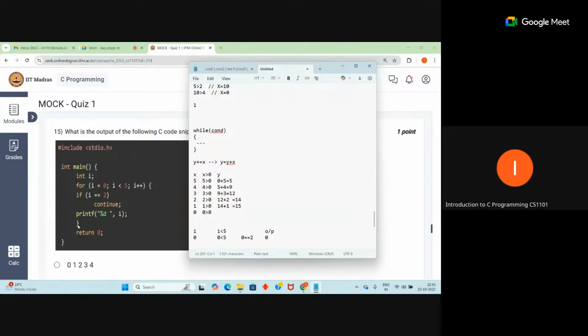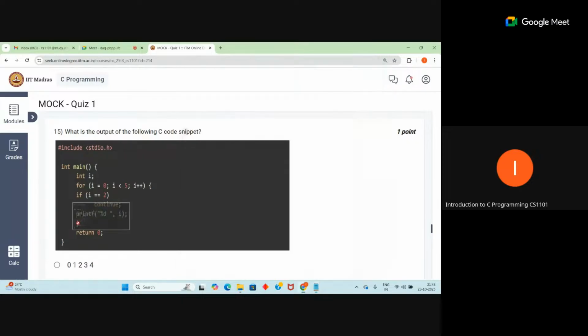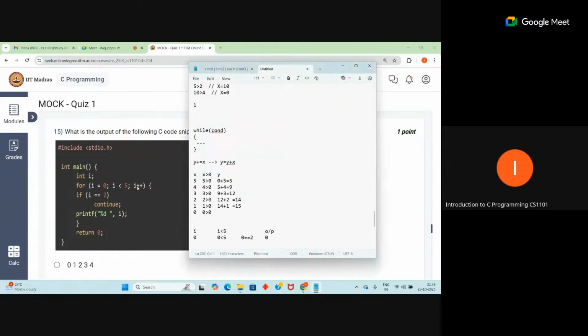So after executing all these statements, this is the closing of your compound statement. So it will go and execute this I++ now. So I will be 1 now. So 1 less than 5, which is true. Yes. So it will check 1 equal to 2. Is it true? No, false. So it won't execute continue. So it will execute, output is 1.